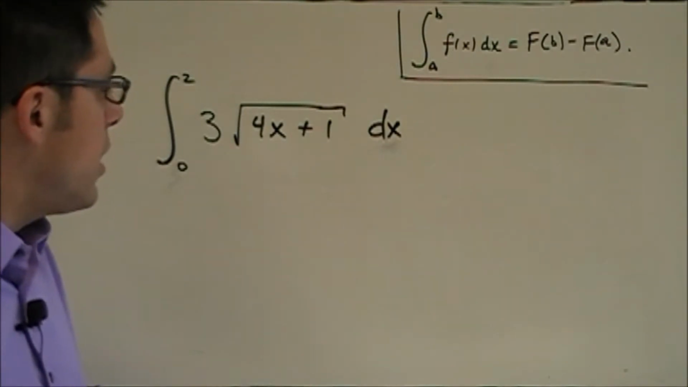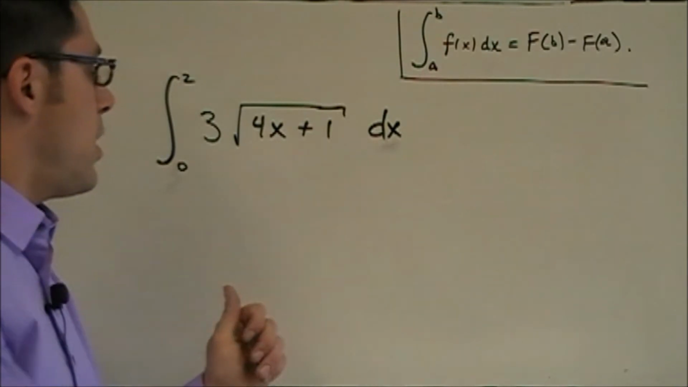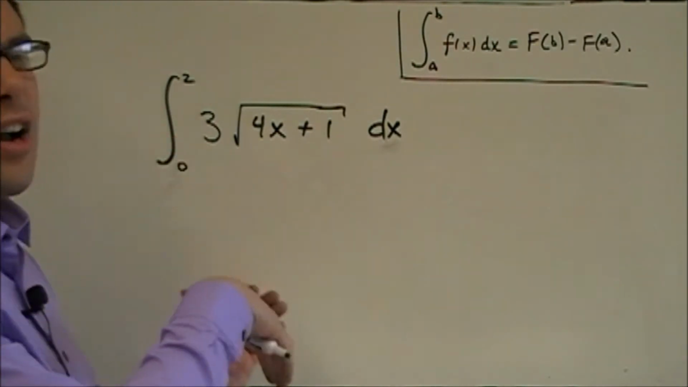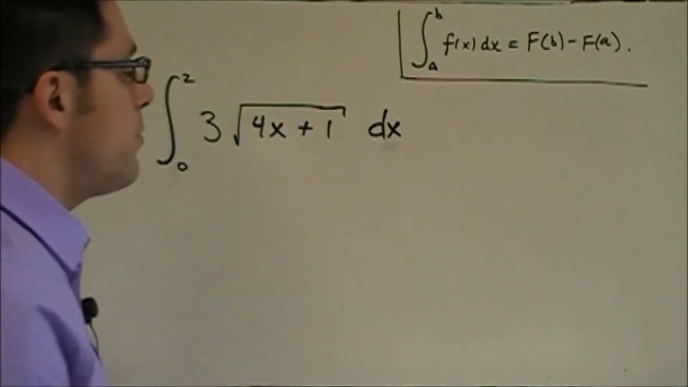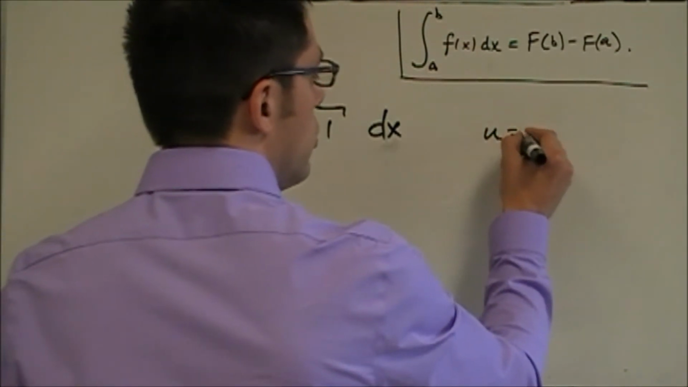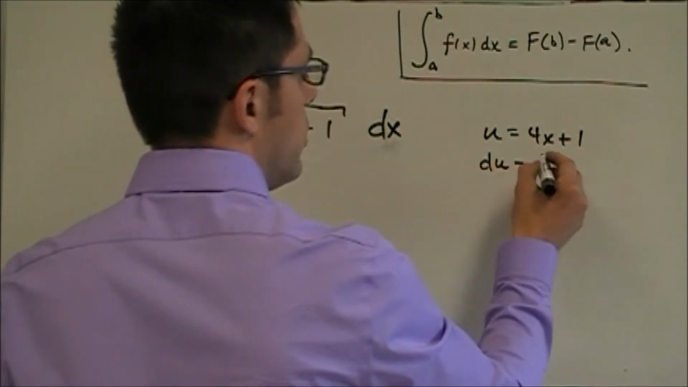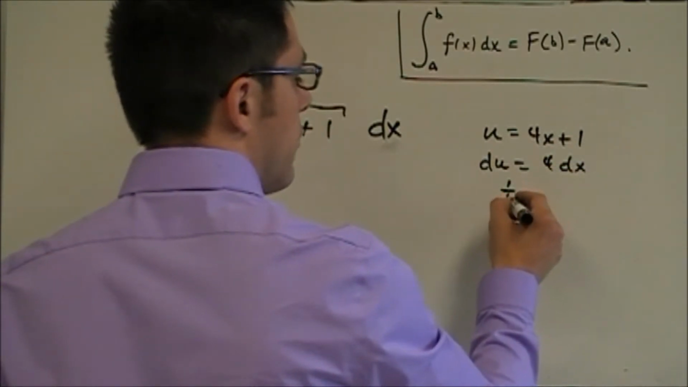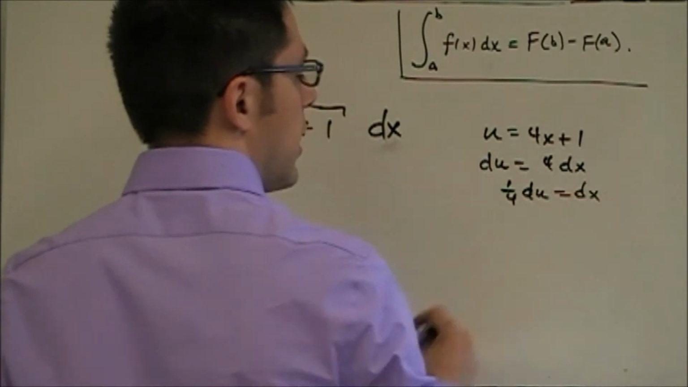So in particular, let's use u substitution. I think that'll help us. Because again, what's giving us trouble is the stuff underneath the square root. 3 is just a constant, so I can throw that out front. That shouldn't give us any trouble at all. In particular, if I let u be 4x plus 1, then of course du is 4 dx, which means that if I solve for dx, 1/4 du is really dx.